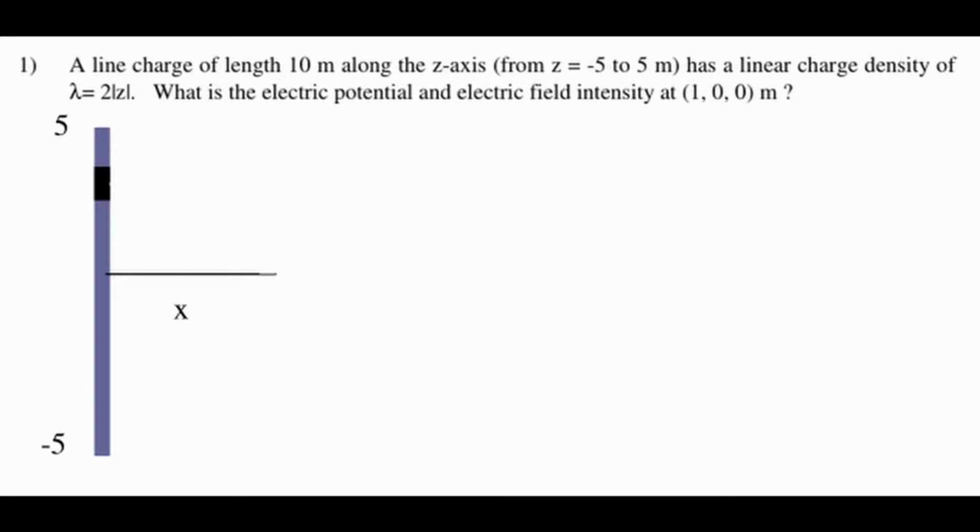Hi everyone, I just wanted to do another electric potential and electric field problem. And our problem is as follows. A line charge of length 10 meters along the z-axis from z equals -5 to 5 meters has a linear charge density of lambda equals 2|z|. And it's asking what is the electric potential and electric field intensity at (1, 0, 0) meters, or somewhere along this point.